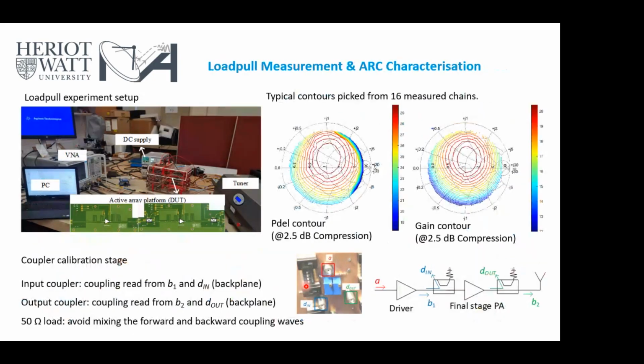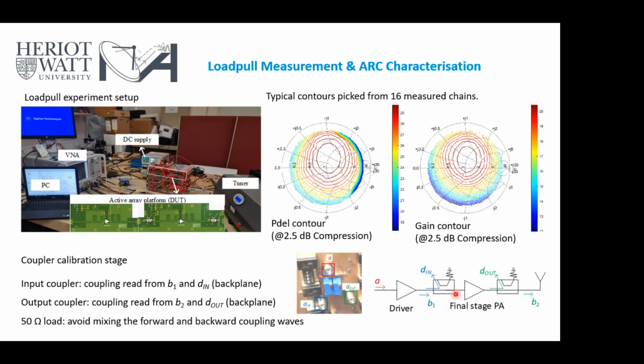Right, and then we do the load pull test, not for the single driver or the PA, but for the final stage PA board. We connect it together. For each chain, we do the load pull measurement, and we test it for all 16 chains. And here is also the contour. We picked the delivered power contour and the gain contour shown here. Plus that, to facilitate the ARC measurements in the future, we also calibrated the drivers.